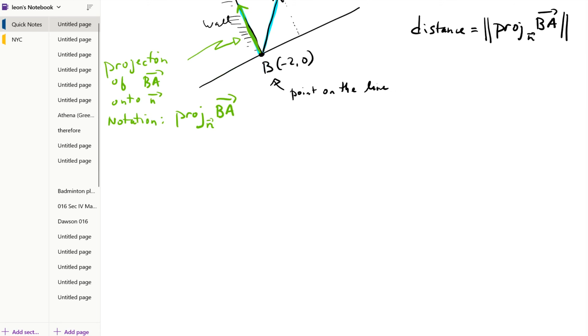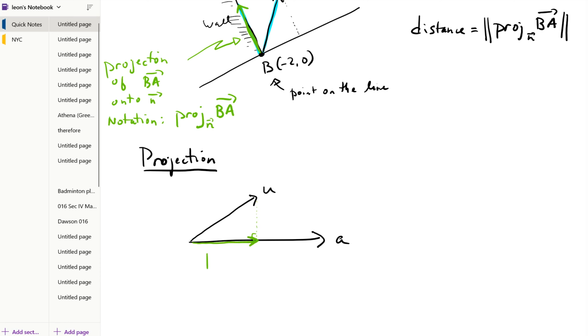So let's move to projections, and we're going to come back and solve that problem once we have solved the projection problem. So here's the projection problem. I give you a vector A and a vector U, and what I'd like to calculate is the projection of U onto A. So if you make a right angle here, the projection is this vector here in green. So that's the projection of U onto A. All right.